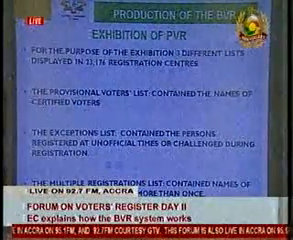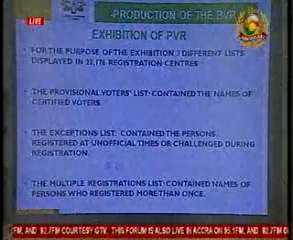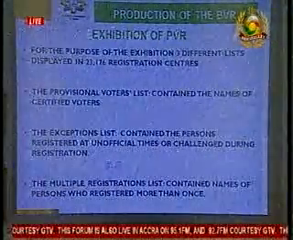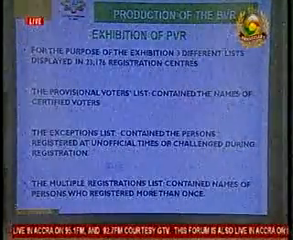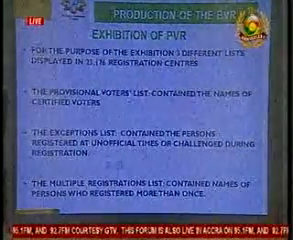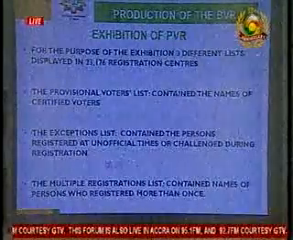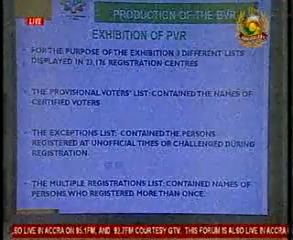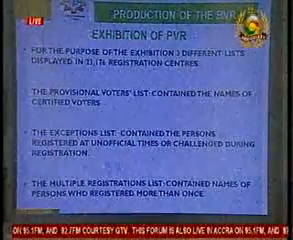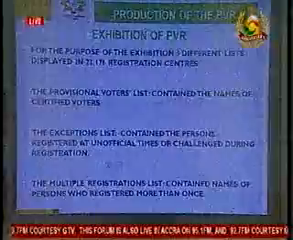So for the purposes of the exhibition in 2012, 3 different lists were displayed at the 23,000 registration centers. The provisional voters list containing the names of certified voters, and the exceptions list I alluded to earlier, which contain the names of persons who were registered at unofficial times or who had been challenged during the registration process, and then the multiple registration lists.